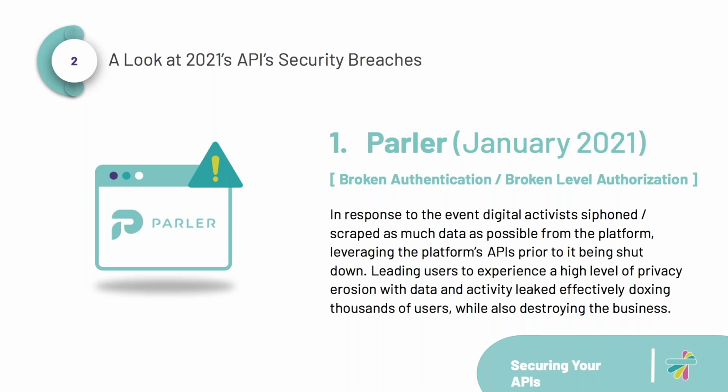This involved broken authentication and broken level authorization. And of course, it's embroiled in controversy due to the political nature of the events, and the storming of Capitol Hill actually resulted in the social media platform Parler becoming a central resource to learn about everything that happened, the planning, organization, and those involved in the event. And so in response to the event, a lot of digital activists siphoned and scraped as much data as possible from the platform, leveraging the platform's APIs prior to them being fully shut down. And this led users to experience a high level of privacy erosion with their data and activity leaked, effectively doxing thousands of users and also destroying the business.